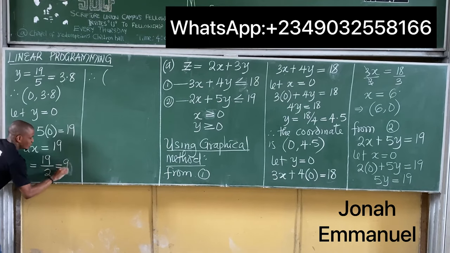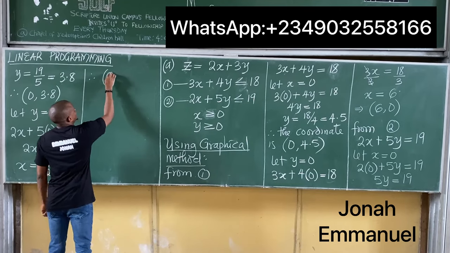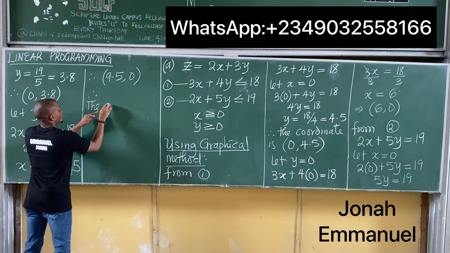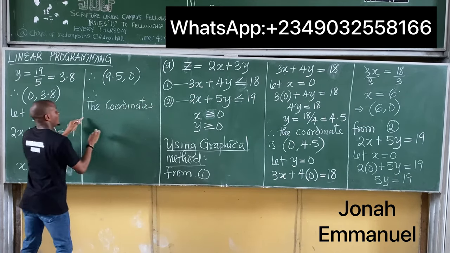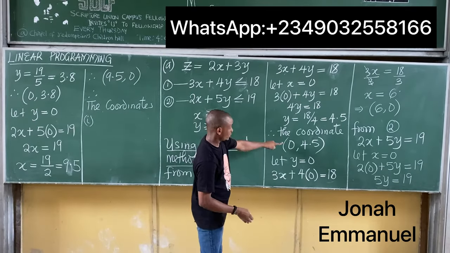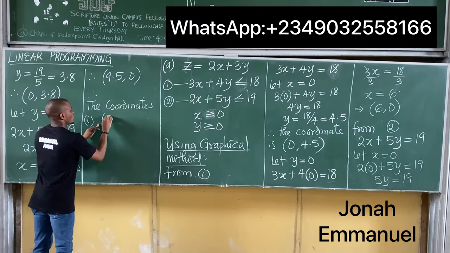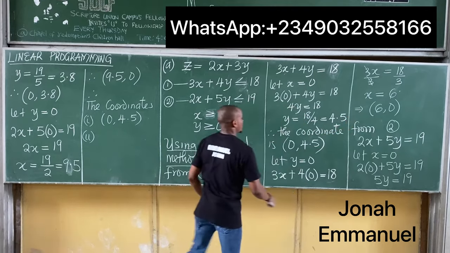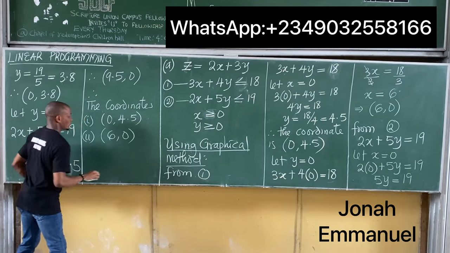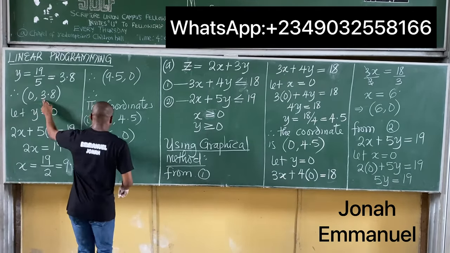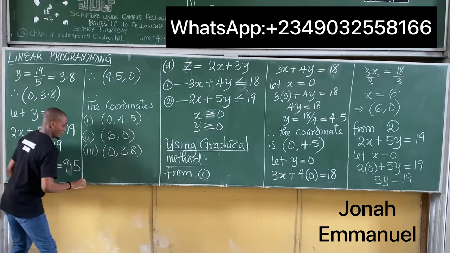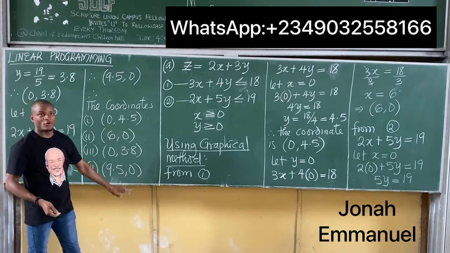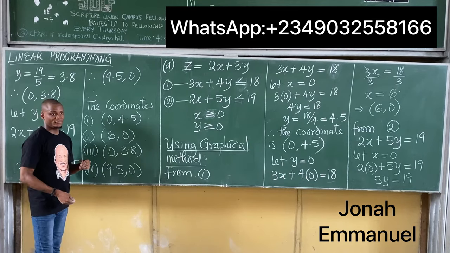That equals 9.5. So I now have this as 9.5 and what there? 0. So therefore, the coordinates are number 1. My first coordinate is this one here, 0 and 4.5. My second coordinate is 6 and 0. My third coordinate is 0 and 3.8. My fourth coordinate is 9.5 and 0. So I have these four coordinates. With these four coordinates, I'll now plot the graph, please.